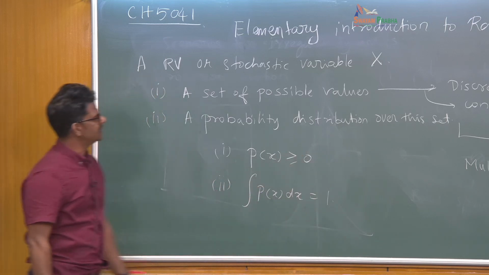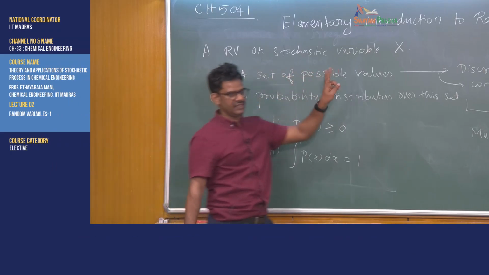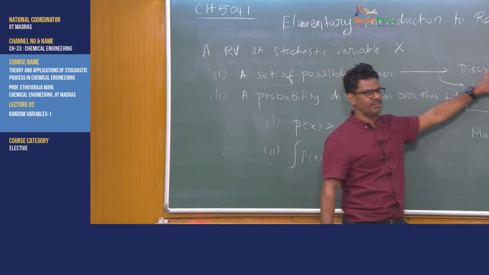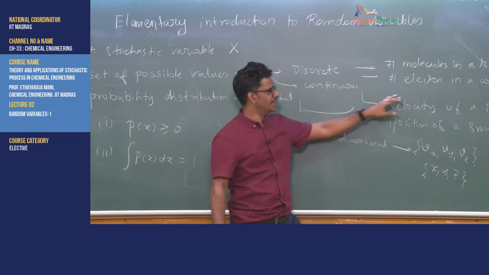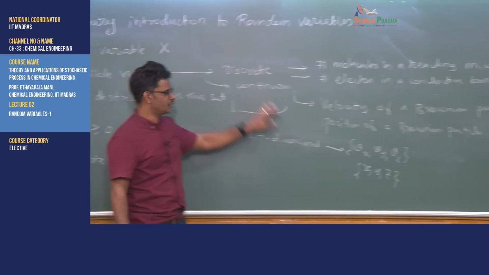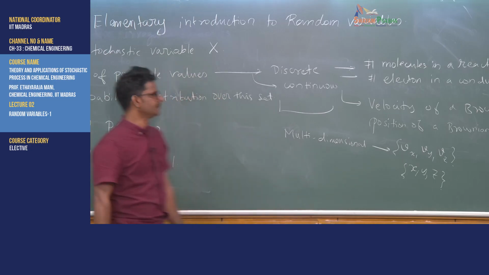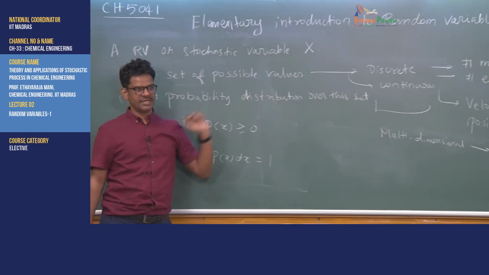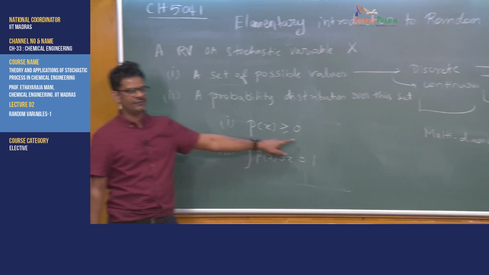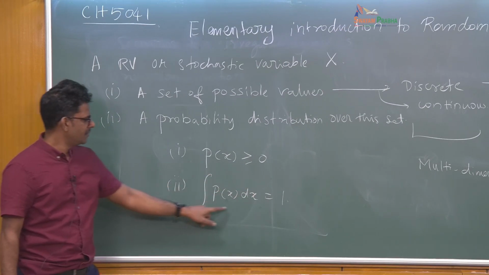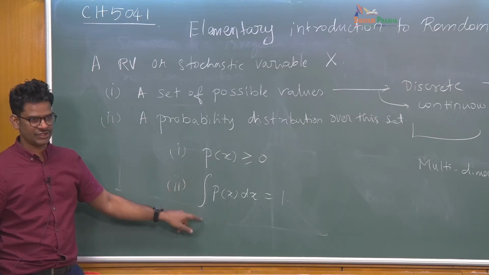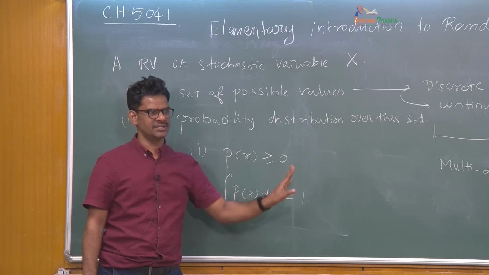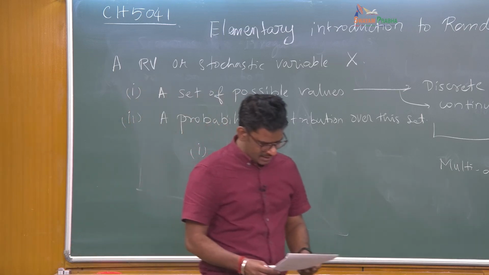So we can see that when we define a random variable, we define two things: the set of possible values, which can be discrete or continuous, or could also be a multi-dimensional description. And the probability distribution over this set has to be mentioned, and it has to be a positive valued function, and when you integrate it over the entire range of the coordinates, it should sum up to 1. So these are the very basic definitions of a random variable.